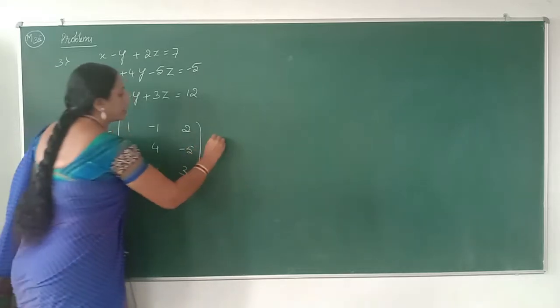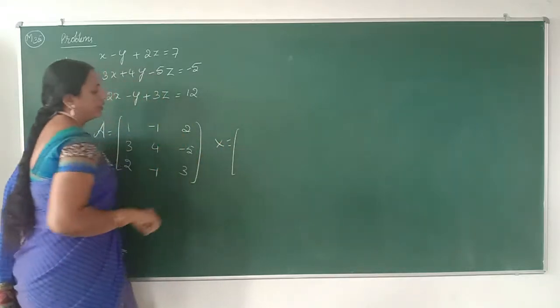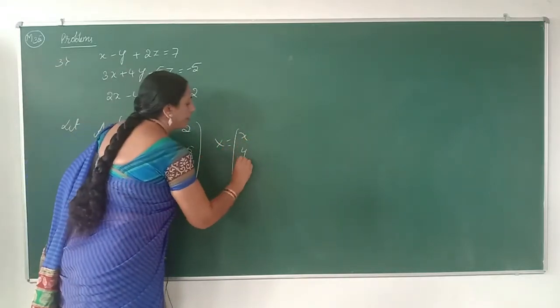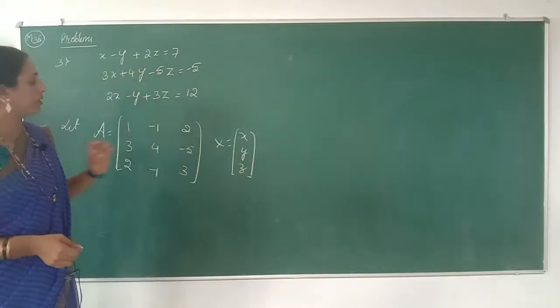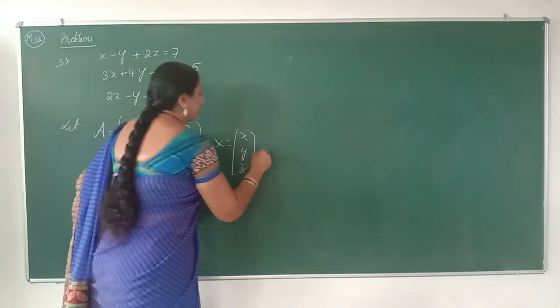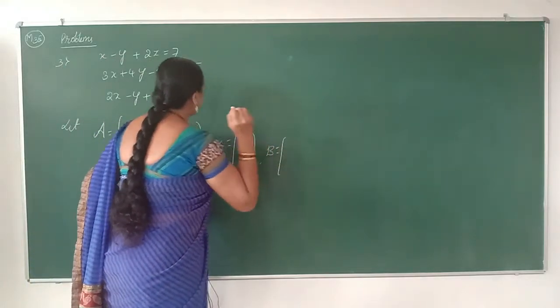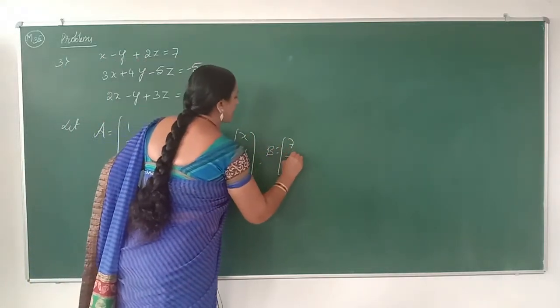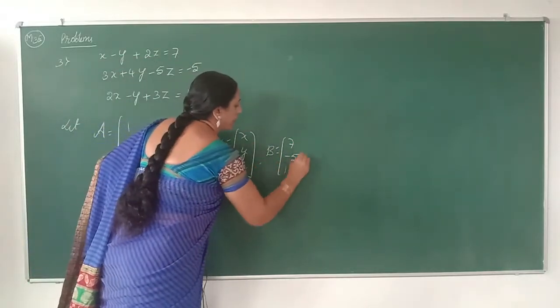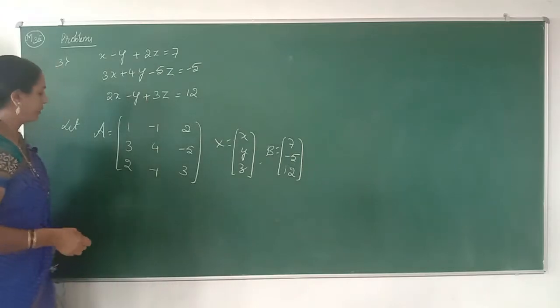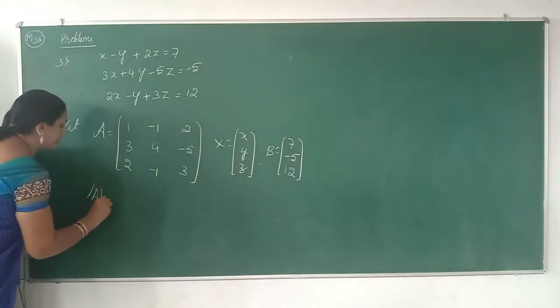Then there is another matrix X, where X is nothing but the set of variables in column form. X, y, z are represented in column form. And B is another matrix. It contains the constants of the given equations: 7, minus 5, 12 are represented in column form. Then we'll find the determinant of A.